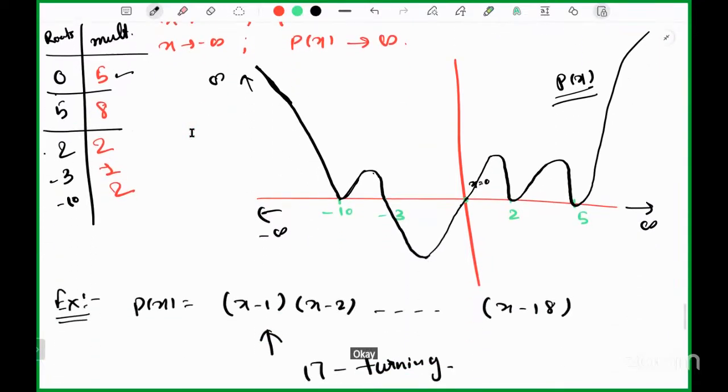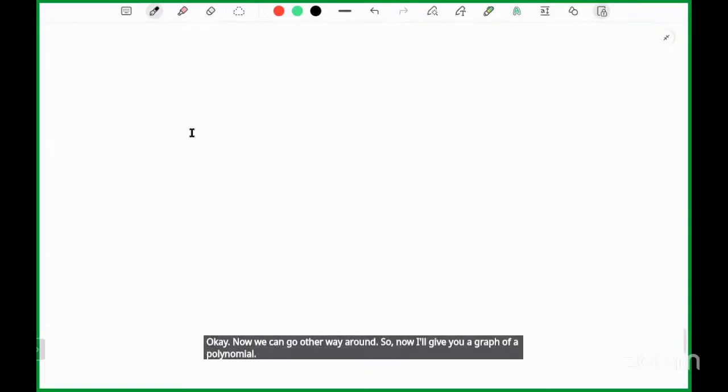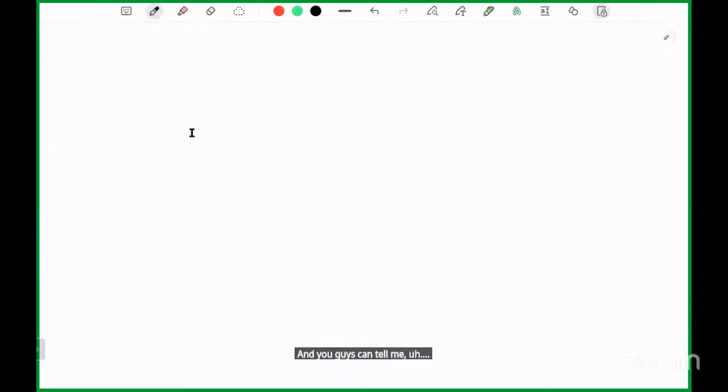Okay. Now we can go the other way around. So now I'll give you a graph of a polynomial, and you guys can tell me some properties about that polynomial. Okay. So suppose the graph is like this.